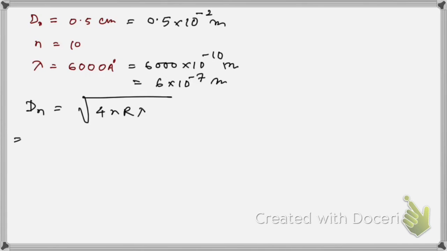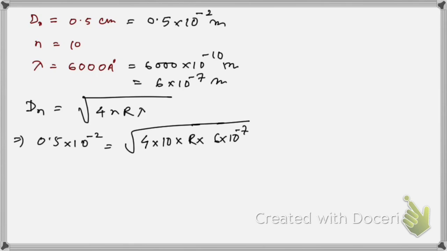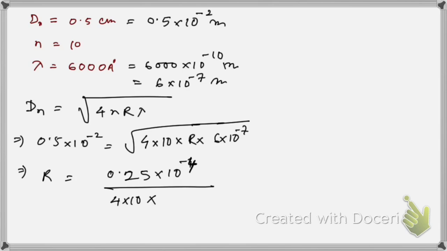Right? So now you put the values here. You will put 0.5 into 10 to the power minus 2, and root over 4. n is 10 here, and R is unknown to us. Lambda is 6 into 10 to the power minus 7 here. So squaring both sides and simplifying for R, then what you will get is 0.25 only squaring this, and 10 to the power minus 4, right? 10 to the power minus 4 divided by 4 into 10 into 6 into 10 to the power minus 7. That's what we're gonna get.